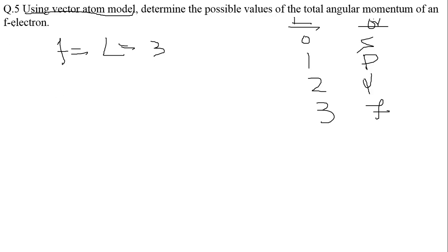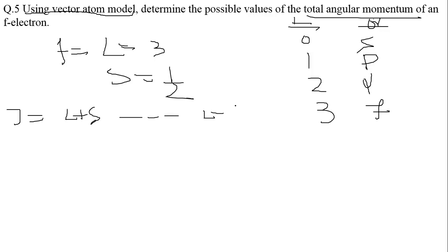and here it is given an electron. So for an electron, what is the spin? Spin is half. So considering the vector atom model, what will be the J value? Because here we want to calculate the total angular momentum. So for total angular momentum, the J value will be L plus S to L minus S.